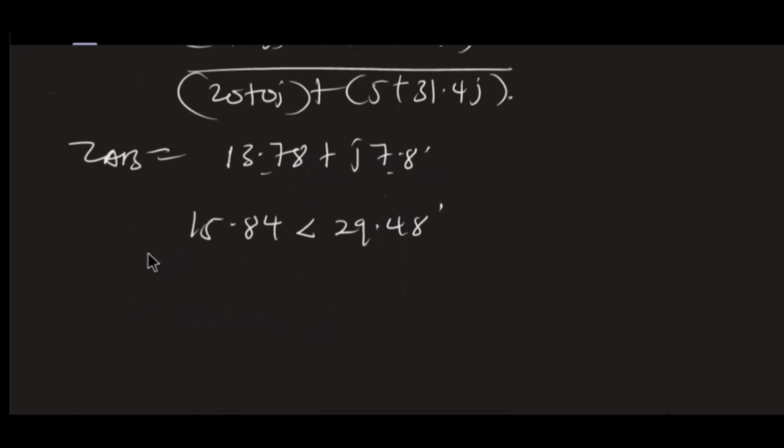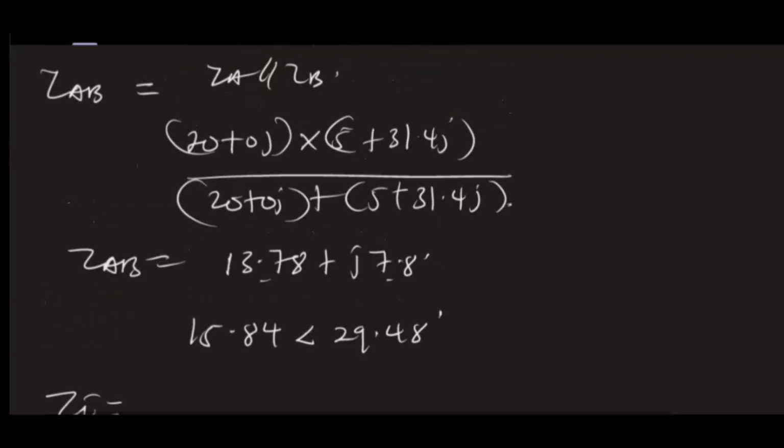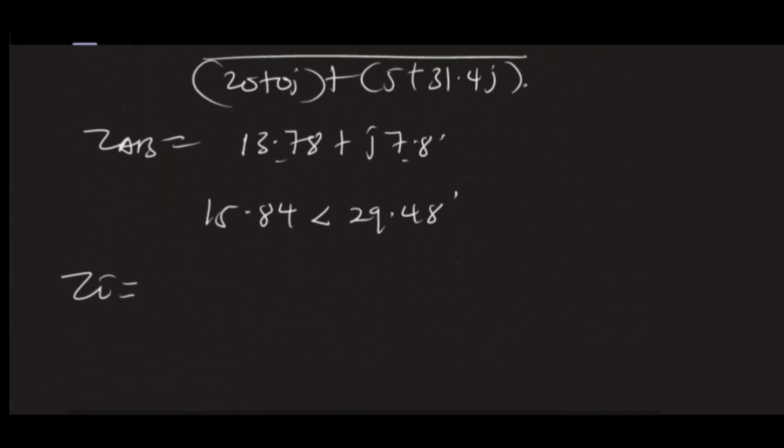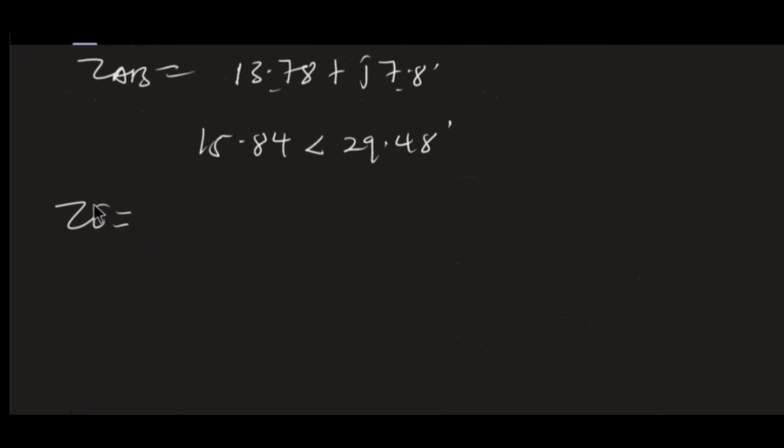Then once I have found my total impedance across the A and B, my total impedance in the circuit is simply equal to, you realize that these two are in parallel and in series with this. So I'll just add my total impedance, which will be equal to ZAB plus ZC, right?